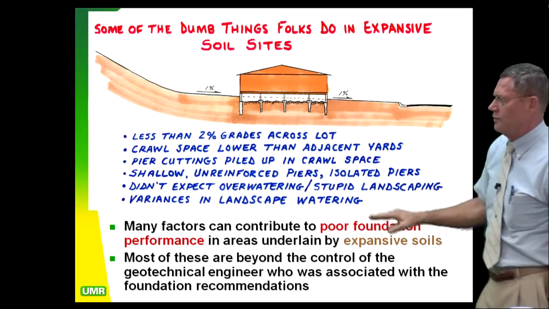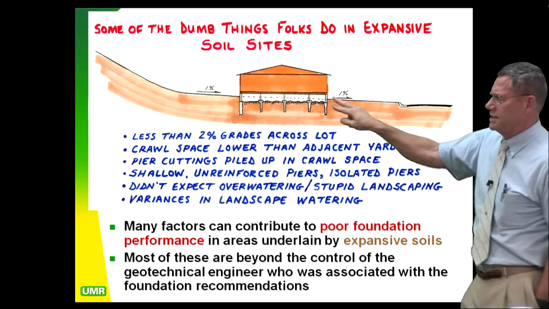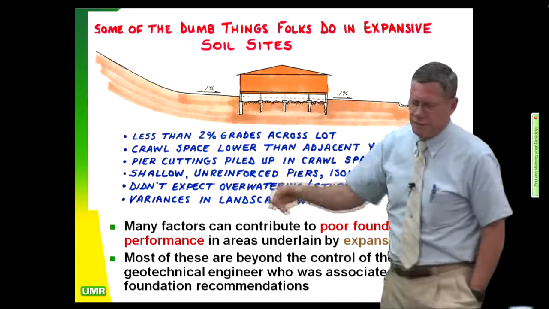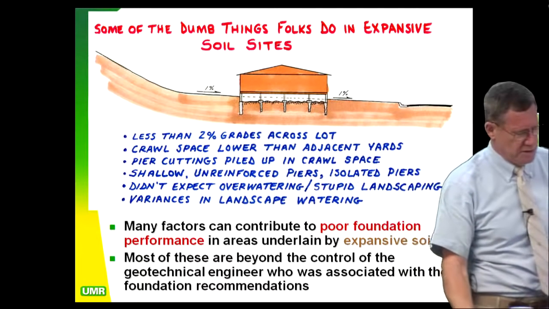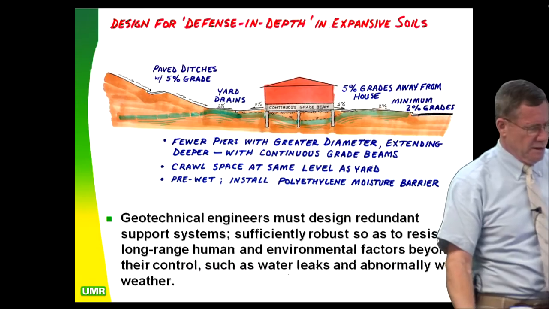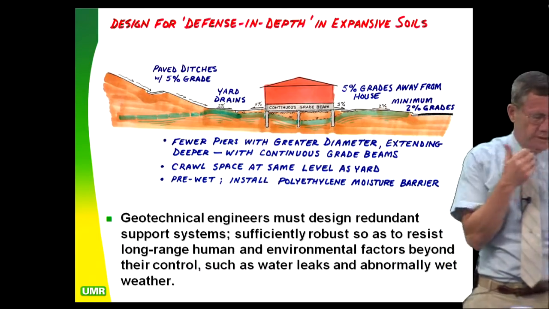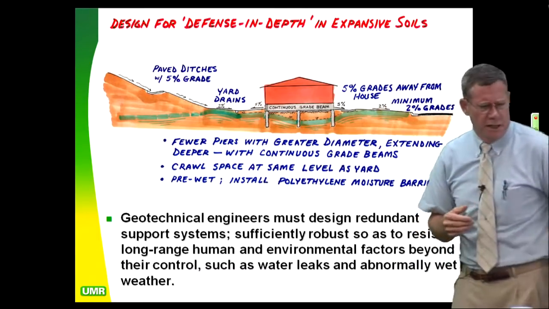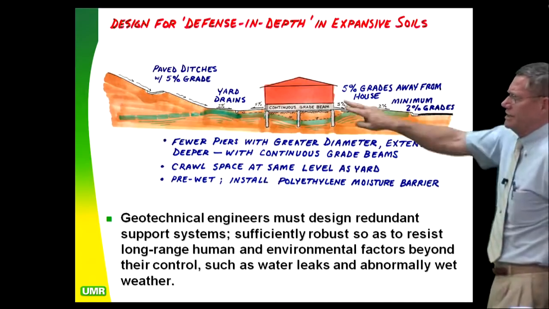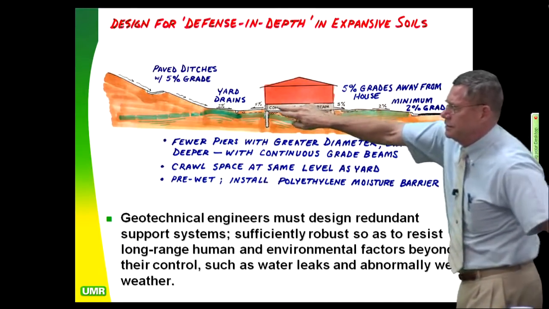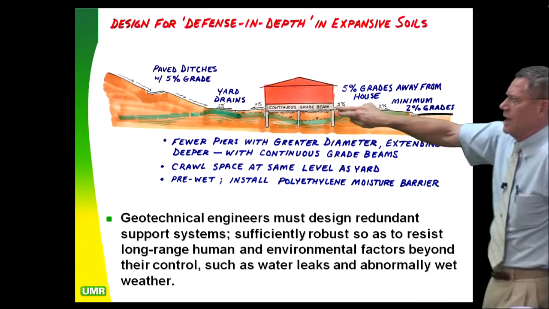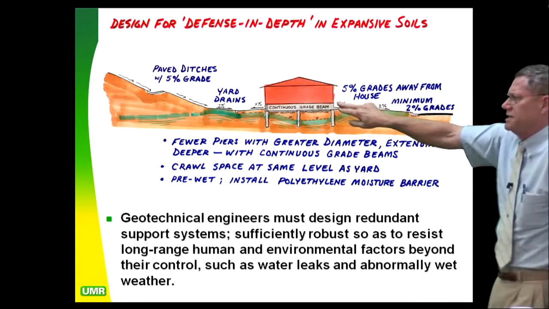So if you want good performance, you really got to tie the piers together with a nice deep grade beam, which I mentioned to you previously. A lot of that stuff's beyond the control of the project engineer. So how do you handle this? How do you design in depth? Well, you put in continuous grade beams with a high MC over EI, high section modulus.